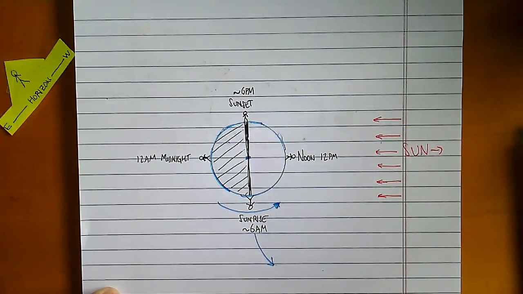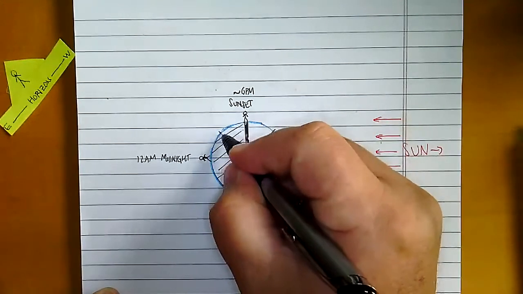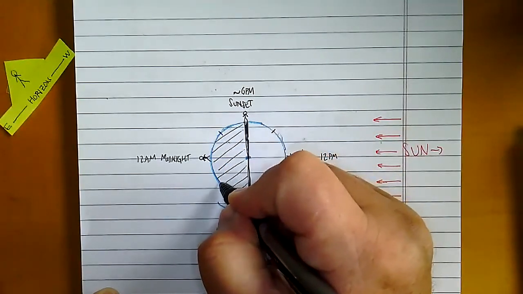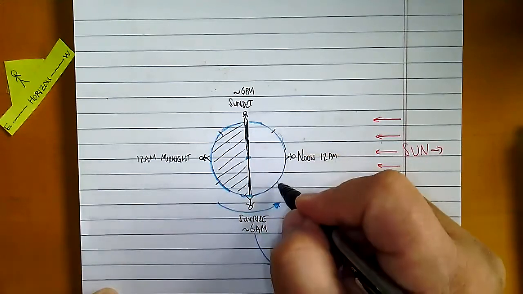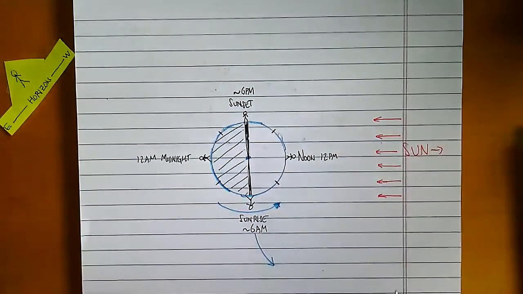And you can even fill in the times in between. So what time of day would this one be, halfway between the two? What time of day would this one be? What time of day would this one be? And what time of day would this be? So I'm just going to put that there, and I'll fill in those answers later. But I want you to think about them.